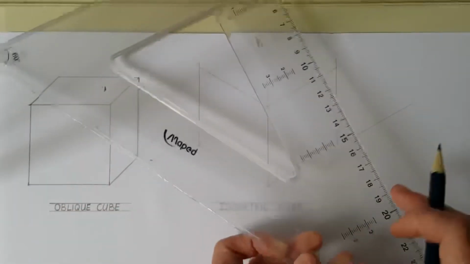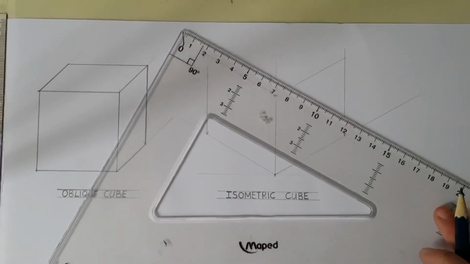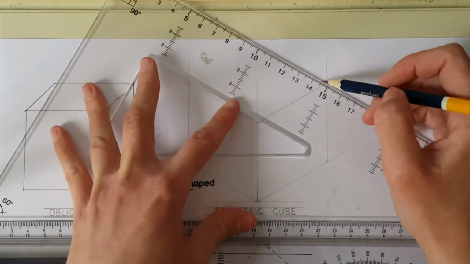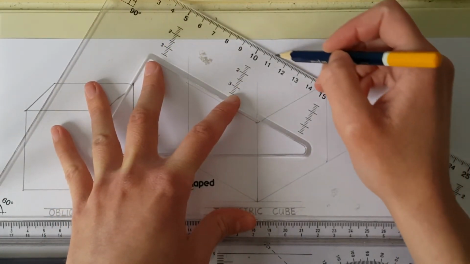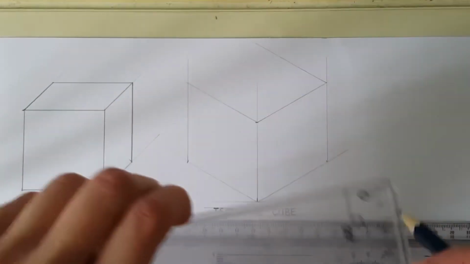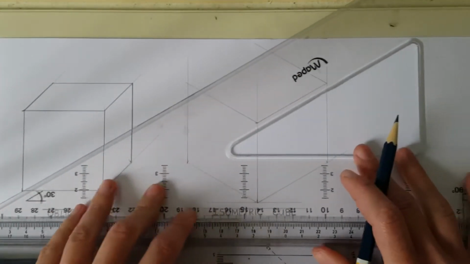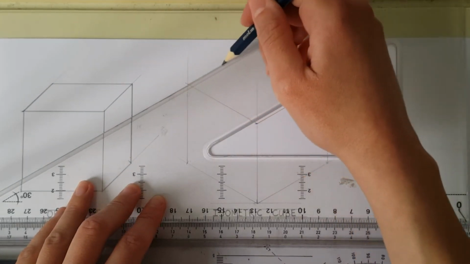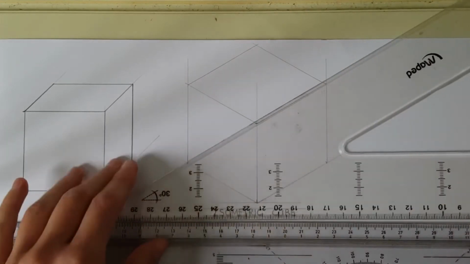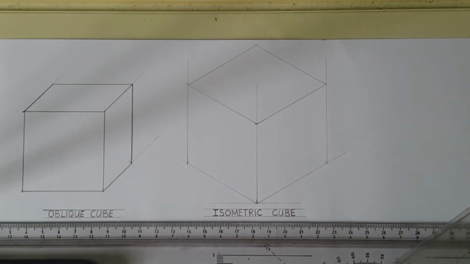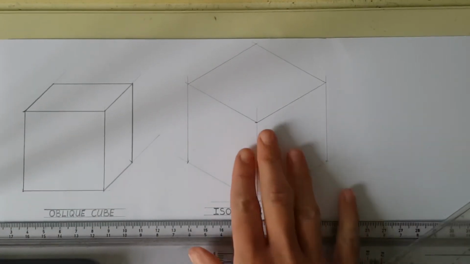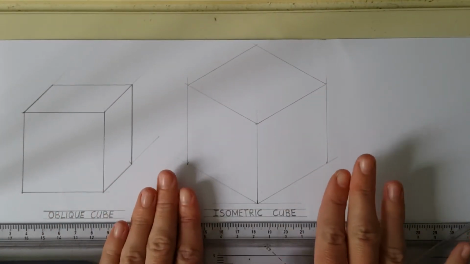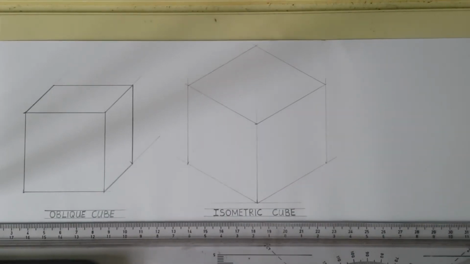And let's connect the last two lines by projecting 30-degree lines from these two corners. And this is our isometric cube. Now let's darken the outlines of this isometric cube so it will stand out from its construction lines.